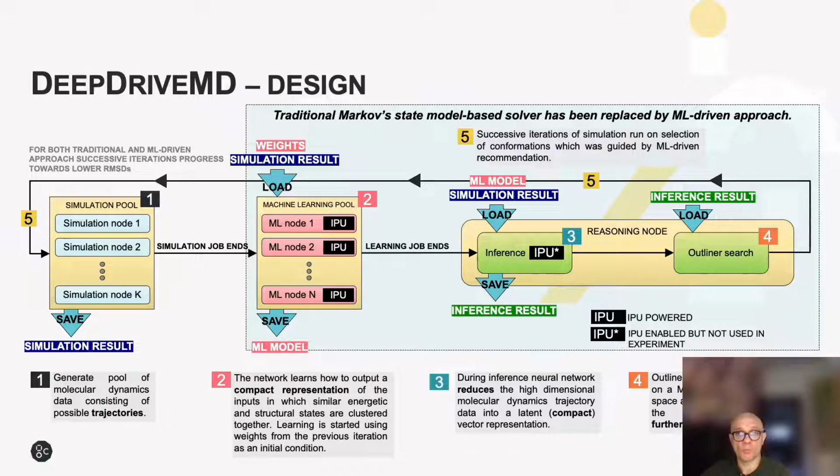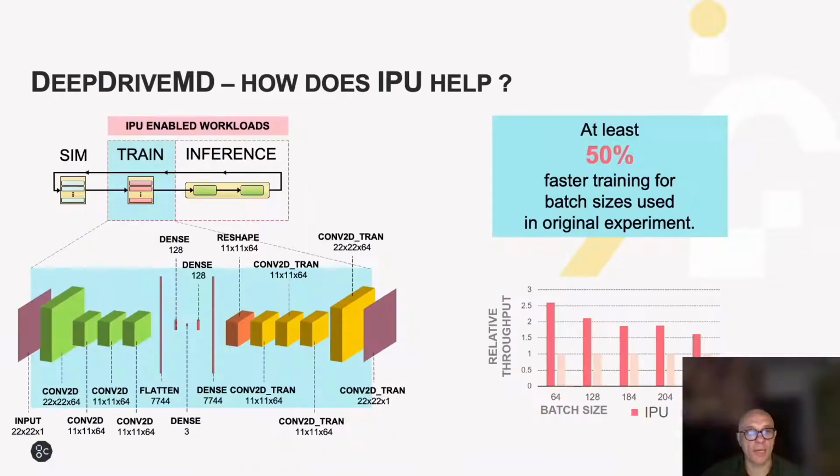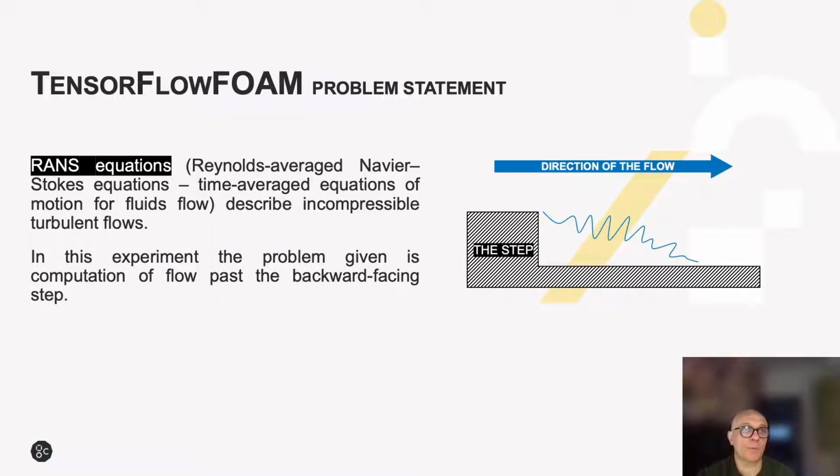The question is, does this approach improve the performance compared to the traditional Markov state model based one? And the short answer is yes. DeepDriveMD running on the IPU shows 50% faster training for the batch sizes used in the original experiment versus the leading GPU system. Another experiment we were playing with on our experimental system, with the surrogate model, was TensorFlow Foam.